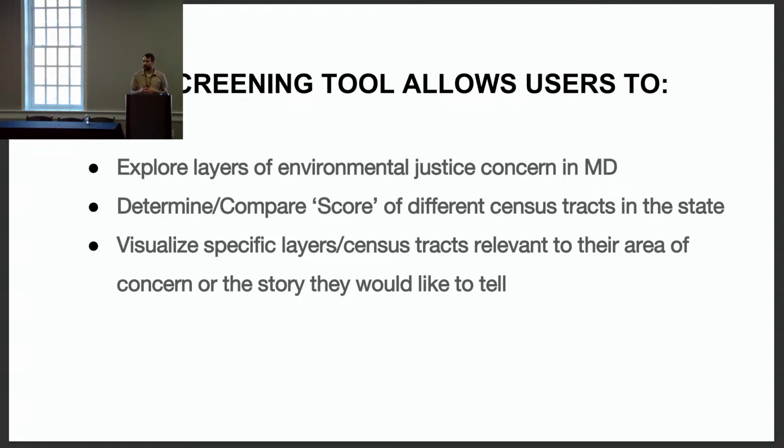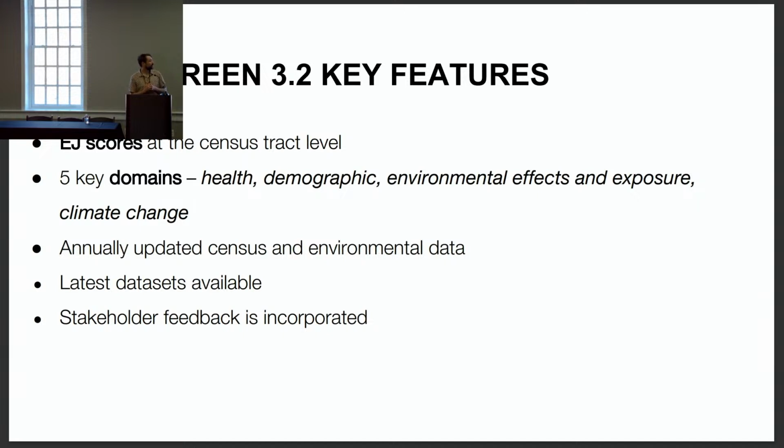Deeper understanding of what environmental justice burdens affect their community specifically. Thank you. So EJ scores are calculated on the census tract level. So it is the second smallest government data set that's collected. It targets 5 key domains, so that's health, demographic, environmental exposure, environmental effects, and climate change. And I'll be going through in depth what each of those data sets contain.